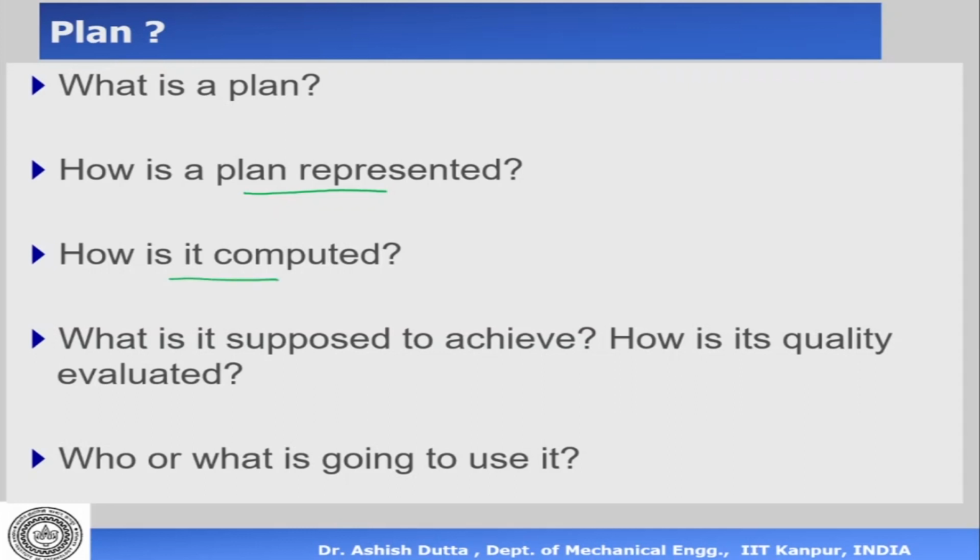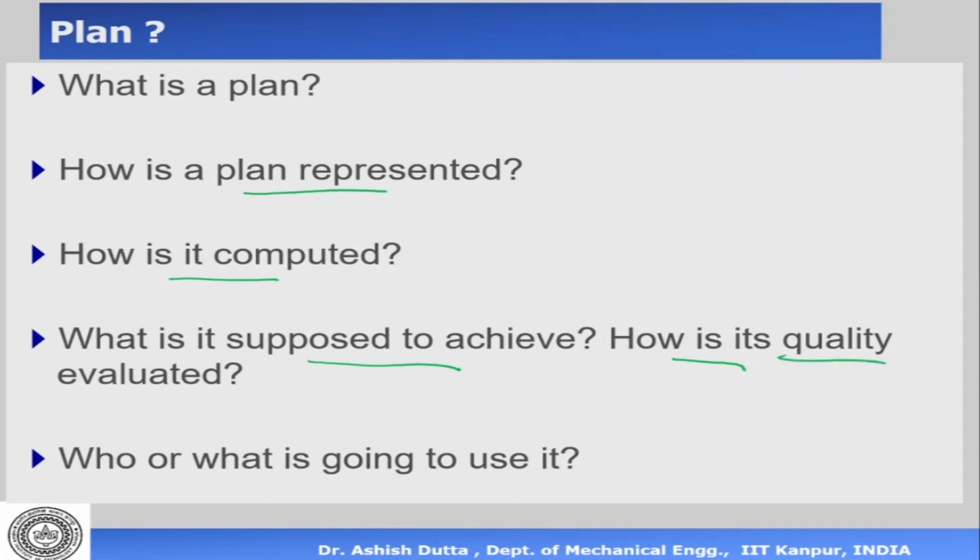There would be some computation involved. Okay, what is this supposed to achieve? How is quality being evaluated? This plan is supposed to achieve that the mobile robot will go and reach the goal satisfactorily or safely without hitting the obstacle. How is quality evaluated?